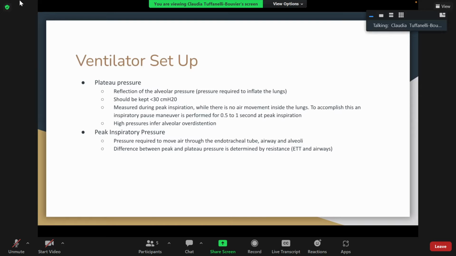The other thing you could look at is the peak inspiratory pressure, which is the pressure required to move air through the endotracheal tube, airway, and alveoli. Basically, how much pressure does it take to get through all the extra stuff, the resistance of our airway? The difference between the peak and plateau pressure is resistance, so the ET tube and the airways. Peak inspiratory pressure is another thing to measure. For me, it's not as imperative as the plateau pressure. Plateau pressure is really good to keep a close eye on when you're intubating patients with chronic lung disease, especially obstructive lung disease.